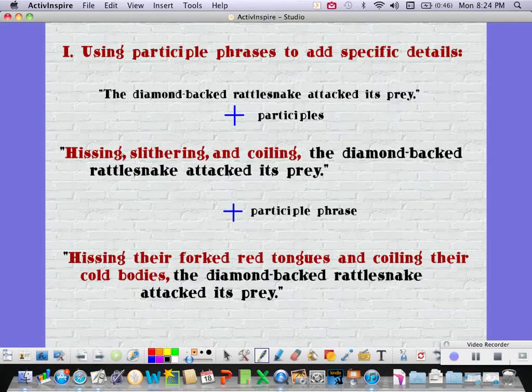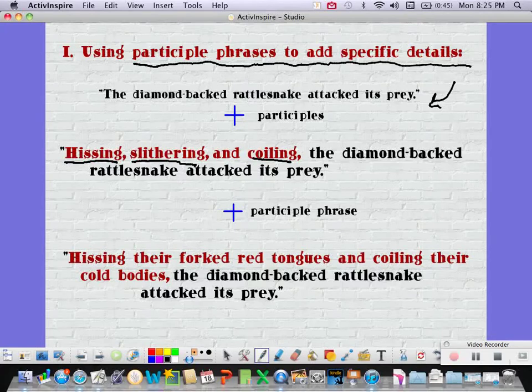The first thing we're going to talk about is using participles and participle phrases to add concrete detail for the reader. Here's my example sentence. The diamond-backed rattlesnake attacked its prey. I'm going to add a participle. Hissing. It's a participle because there's no helping verb. Hissing, slithering, and coiling. The diamond-backed rattlesnake attacked its prey. You can really see that now, can't you?